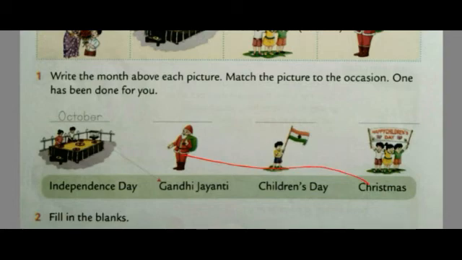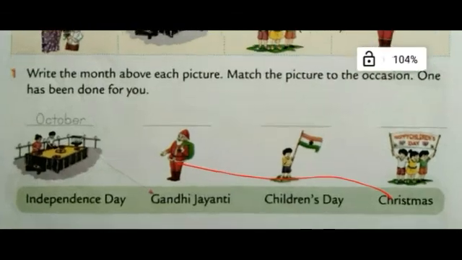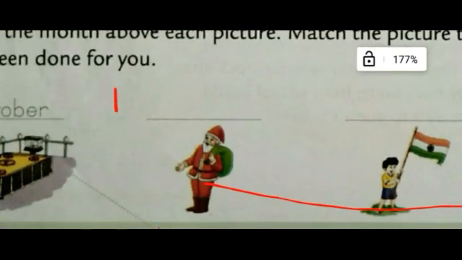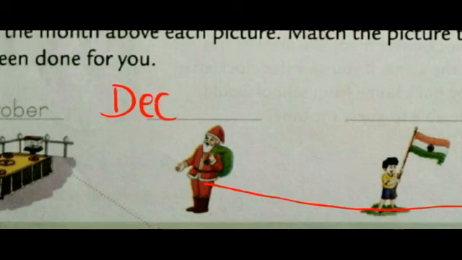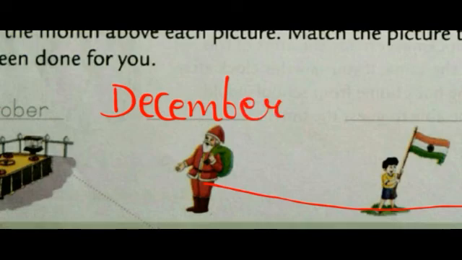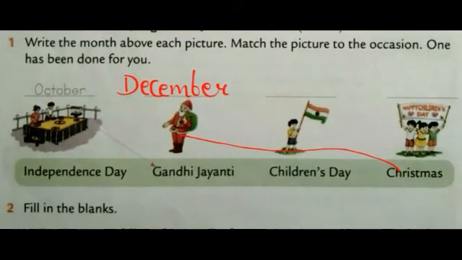And when do we celebrate Christmas? In which month? Yes, in the month of December. So we will write here D-E-C-E-M-B-E-R, December. Okay. Now see the third picture. Here, in the picture, the boy is hoisting the national flag. He's holding a national flag. It means it is Independence Day.